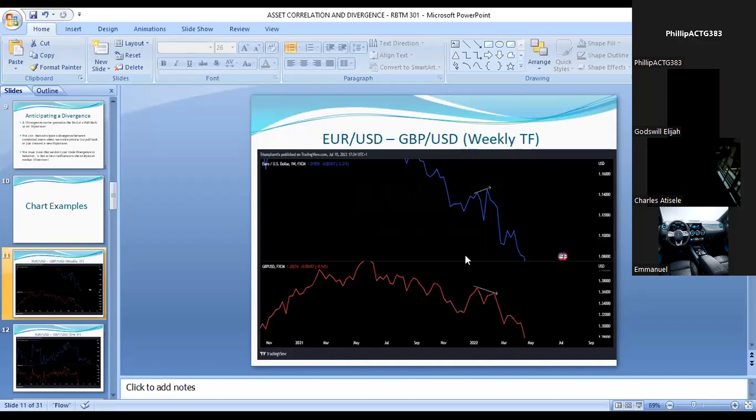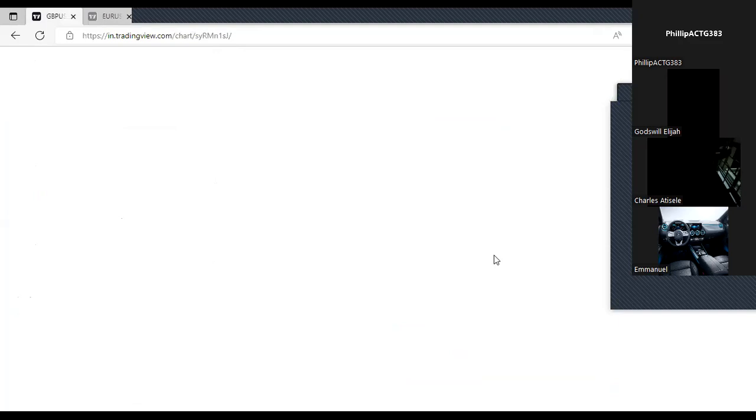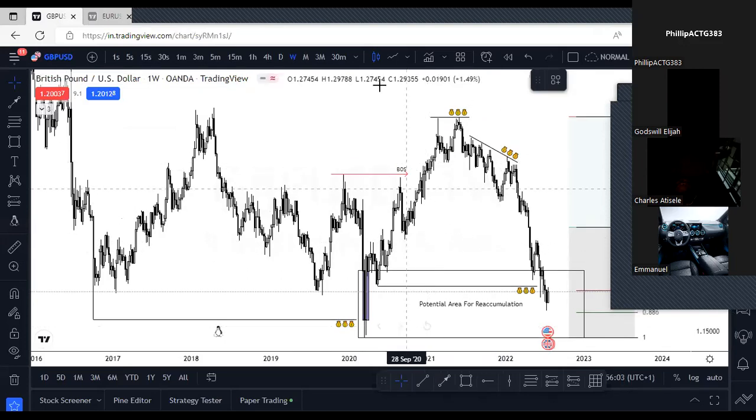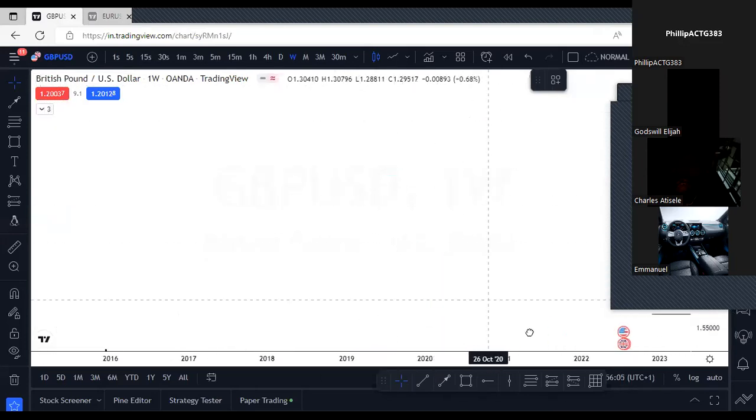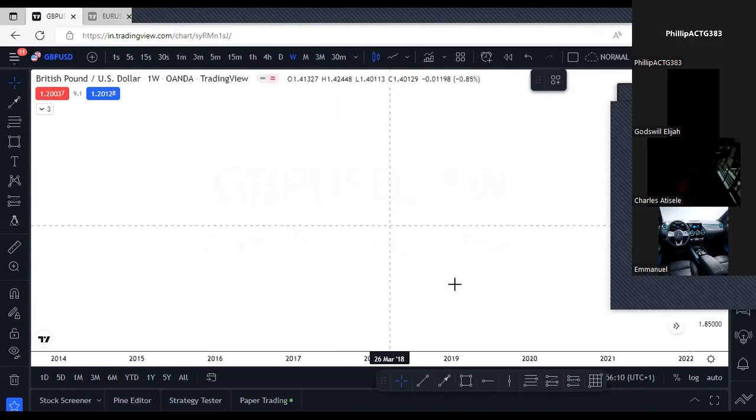Okay, please permit me to just do some drawings. I can see that some of us are not really following, so permit me to do this. Can we see my browser? Can we see this blank screen? I need to do something quickly. Can we see this blank screen, please?